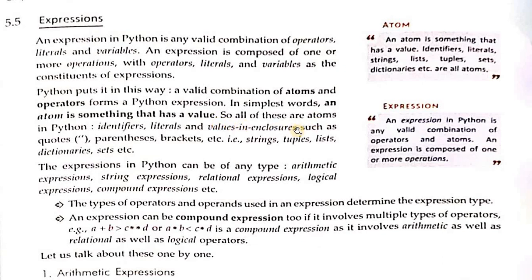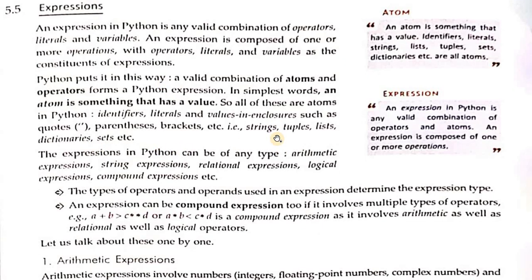So all of these are atoms in Python: identifiers, literals, and values in enclosures such as quotes, parentheses, brackets. For example, string, tuples, list, dictionary are separate data types, and we will learn these data types in separate chapters. So these are the data types of Python.